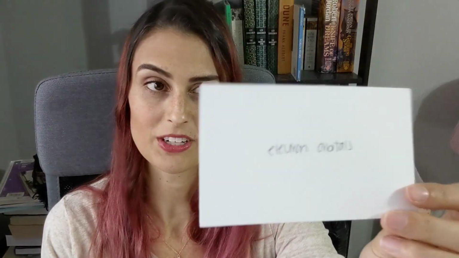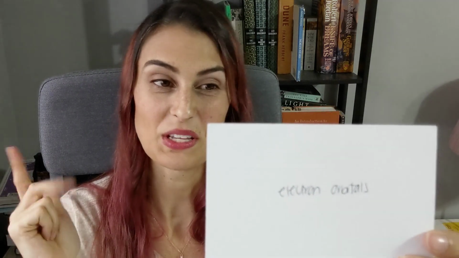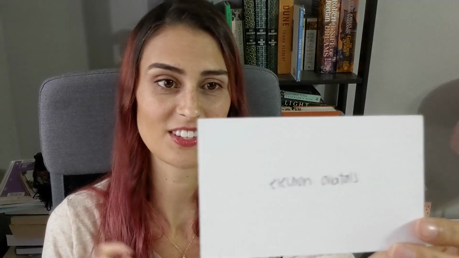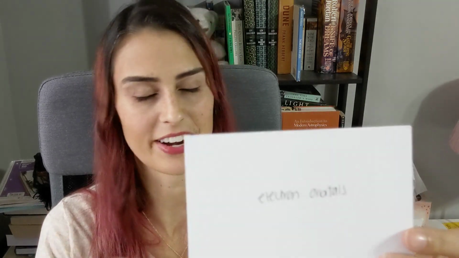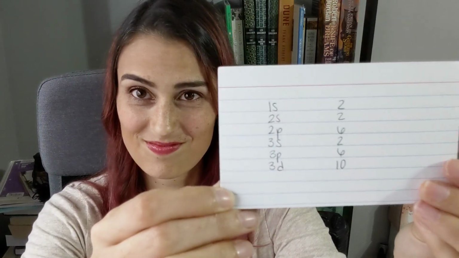All right, electron orbitals. These are fun. So there's 1s, 2s, 2p, 3s, 3p, 3d, and the number of electrons in those is 2, 2, 6, 2, 6, 10. Sorry, I messed it up. There we go.